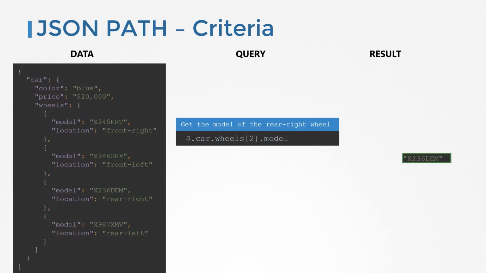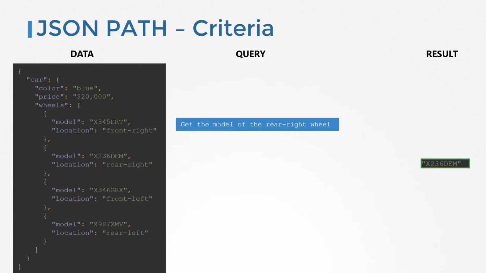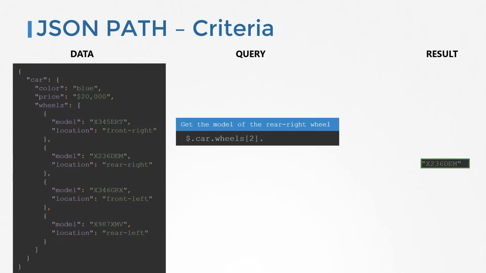But this may not be true all the time. Maybe for the next car, the person who was responsible for entering this information into the database followed a different order. The rear right wheel is now the second in the list. So our query now returns the model of the front left wheel, which is not desired. So our query no longer works for us.